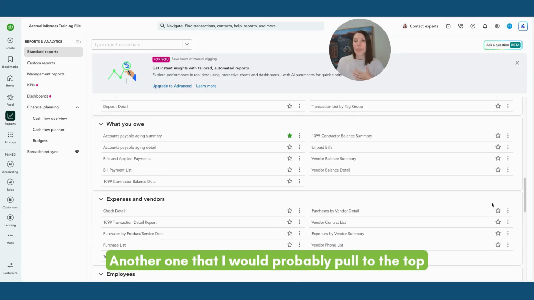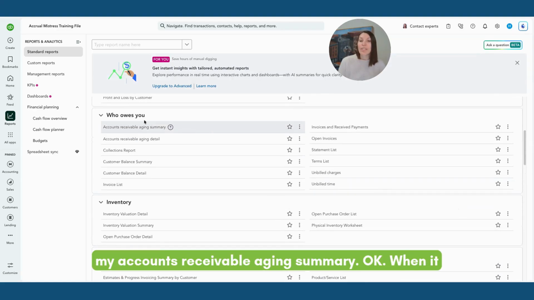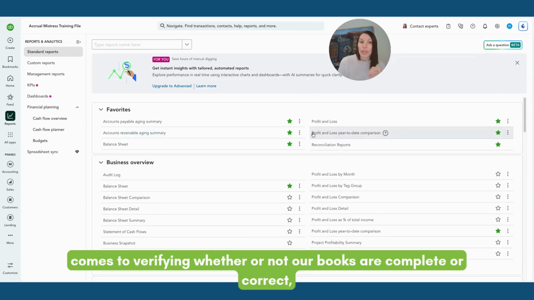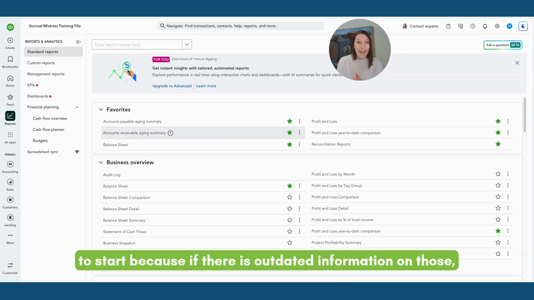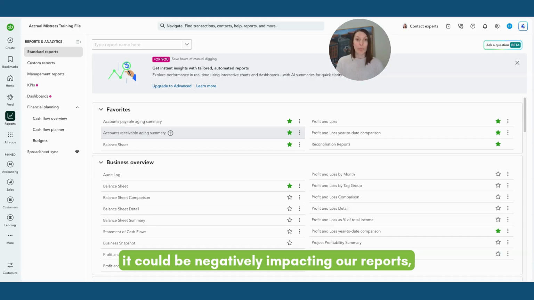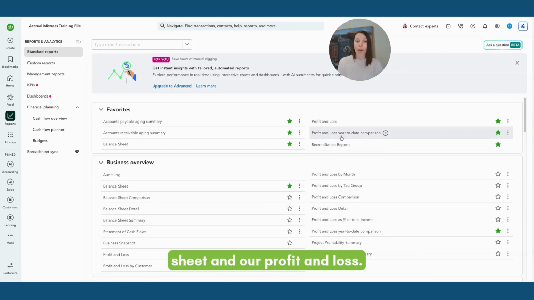Another one that I would probably pull to the top at this point if I didn't have it there already is my accounts receivable aging summary, okay? When it comes to verifying whether or not our books are complete or correct, our accounts payable and accounts receivable aging summaries are great places to start because if there is outdated information on those, it could be negatively impacting our reports, especially if we operate on accrual basis. So now that I have all the reports that I want to use to verify my books up at the top, and we're also going to be looking at our balance sheet and our profit and loss, okay?